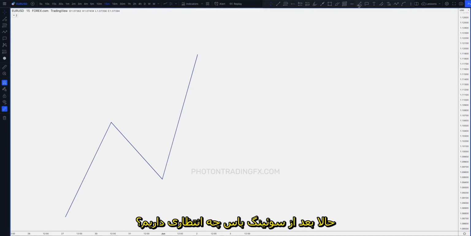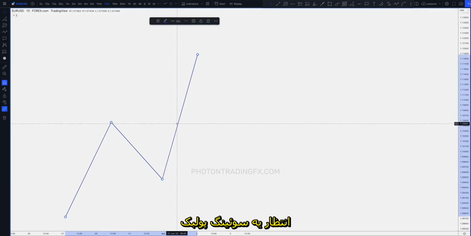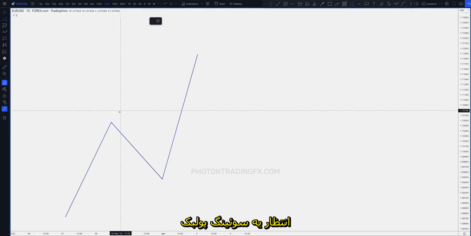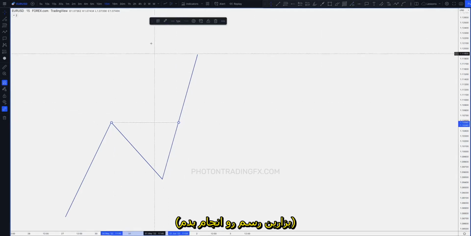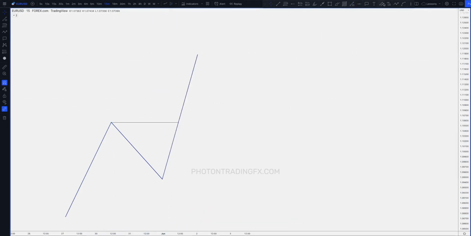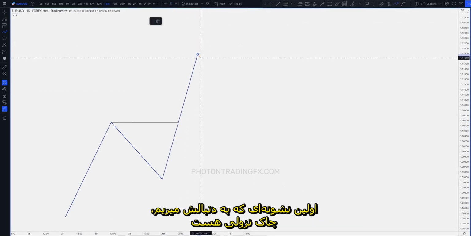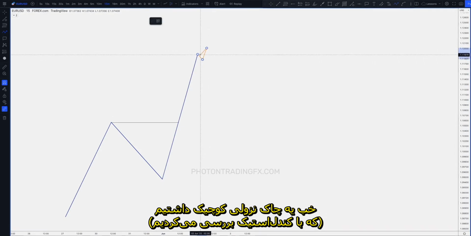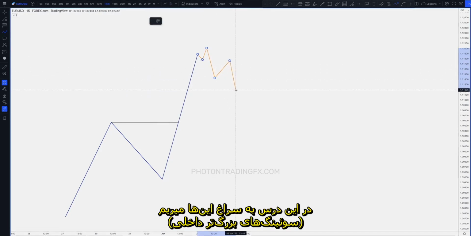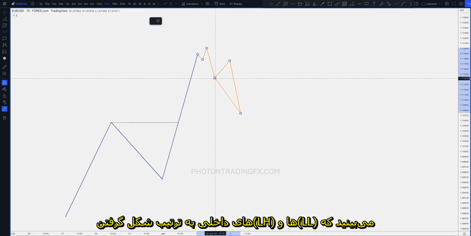Now after a swing break of structure, what do we expect? We expect a swing pullback. I'll try to draw this as quickly as I can. Okay, cool. So now when we have that swing break of structure, we expect a swing pullback. The first little sign we look for is a bearish change of character, right? So we get the little bearish CHoCH, looking at the little candlesticks like we've been doing, and then we get that bigger pullback. This is what we've just been looking at in this lesson, where we get those larger internal swings: a lower low, internal lower high, internal lower low, internal lower high, and internal lower low.